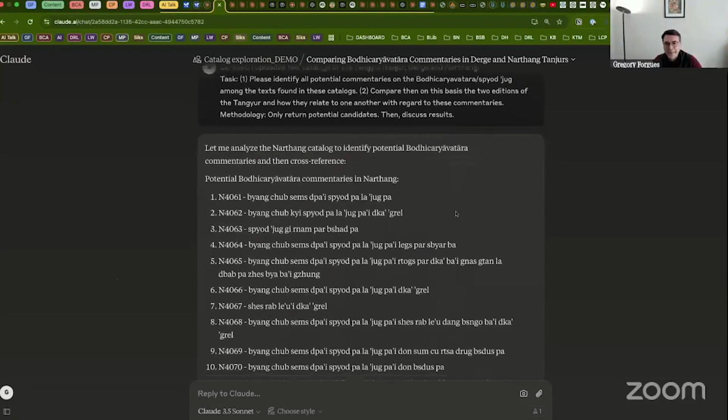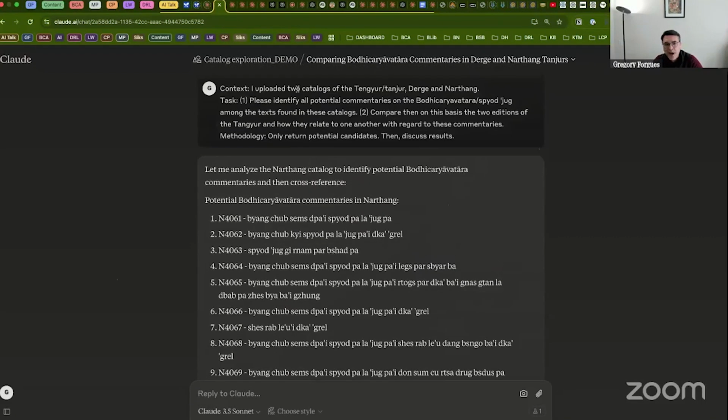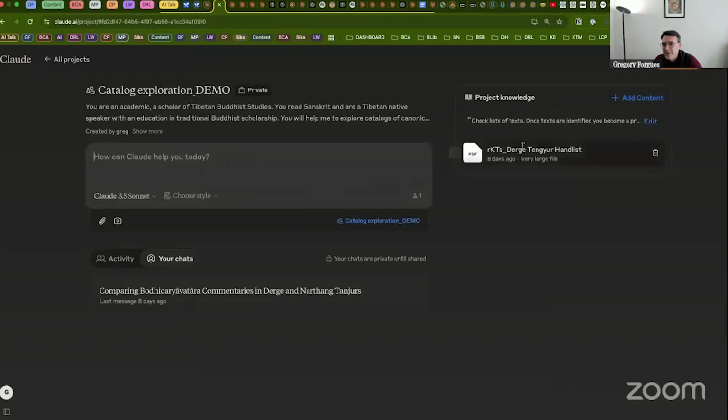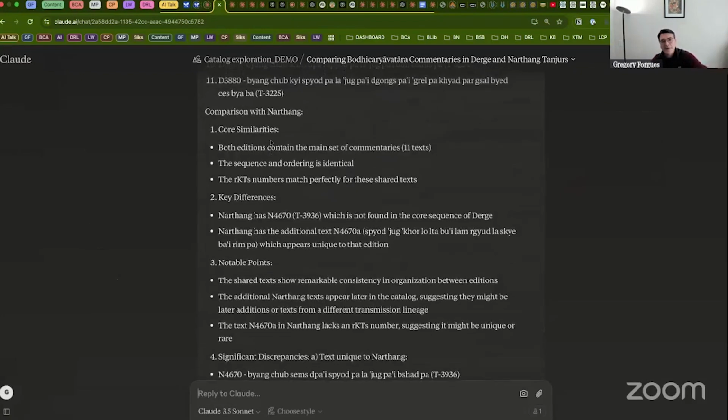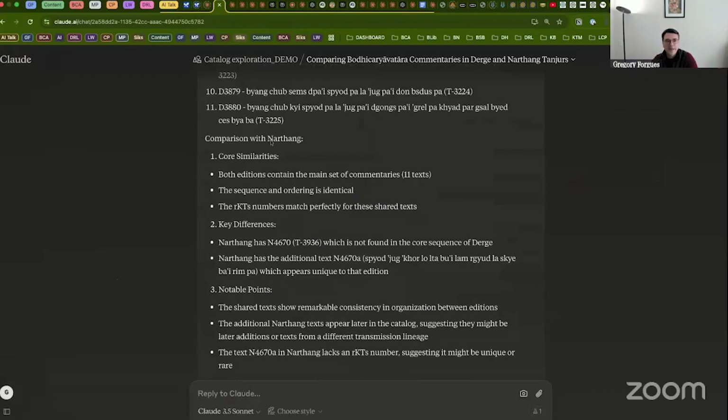3,900 times something. So anyways, Narthang, and you see I had the problem here with the size of the context window. So I had to go with Narthang first. Then I removed my documentation here, PDF, and then I input Degé, because you see the size here, just Degé alone takes 80% of the knowledge capacity. I can't have both catalogs. If the texts are large, you can't have a bunch there. You limit. So what do you do? Well, you chunk. And I'm chunking by first going with Narthang. So I uploaded Narthang, which I removed later.